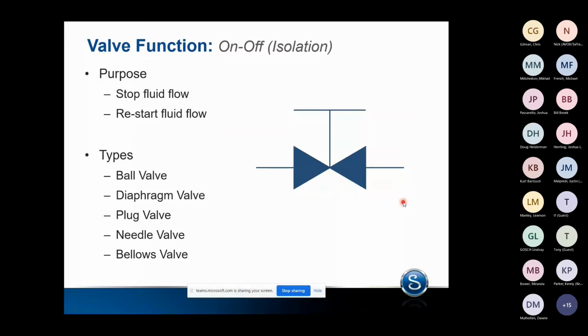So traditionally, your isolation valves can be one of a couple kinds. Your most common is going to be a ball valve, followed by a diaphragm valve. But there's some other valve series as well that can accomplish this valve function. That could be a plug valve, could be a needle valve, or bellows valve as well. So depending on the gas, depending on the media, your system pressure, etc., some of these are going to be better suited for this function than others.